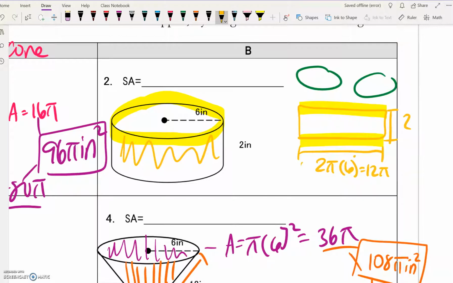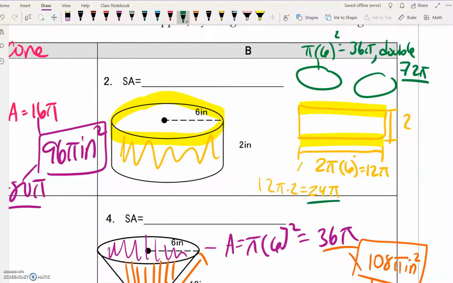So if I want to find the area of that yellow rectangle, I do my base of 12 pi times my height of 2. That's going to be 24 pi. And then for each circle, pi times radius of 6 squared, it's going to be 36 pi. Since there's 2, I'm going to double, and I'm going to call that 72 pi. And then we need to add them together. That's going to be 96 pi inches squared.